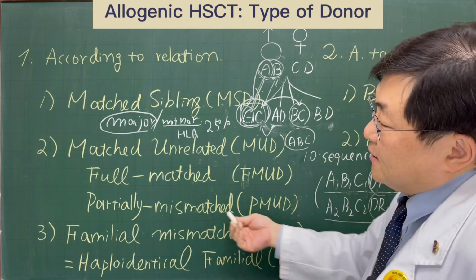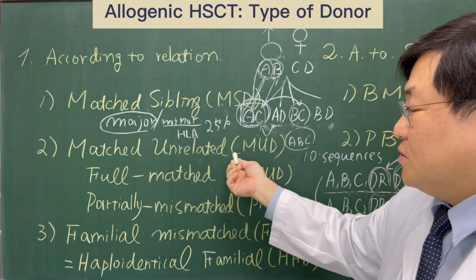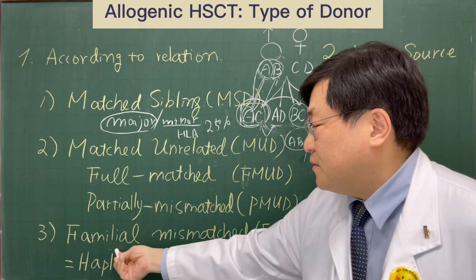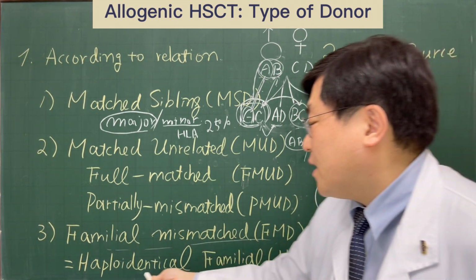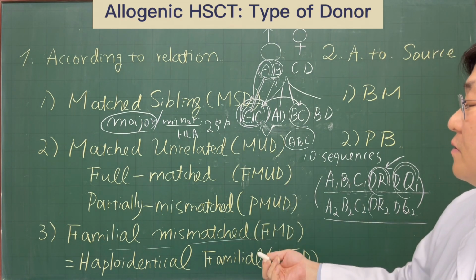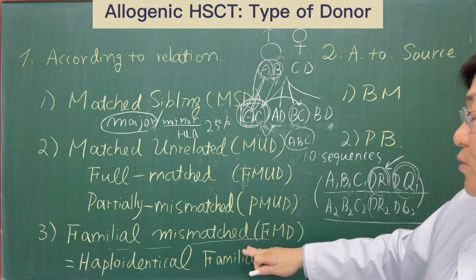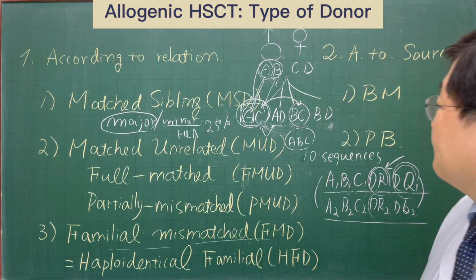But when we cannot find a matched sibling or matched unrelated donor, we can use the family mismatched donor or haploidentical family donor, because the availability is very easy, and we can always find a possible candidate from our family.